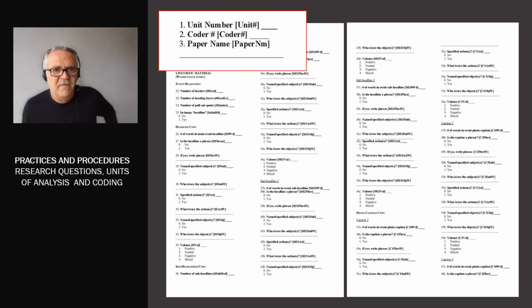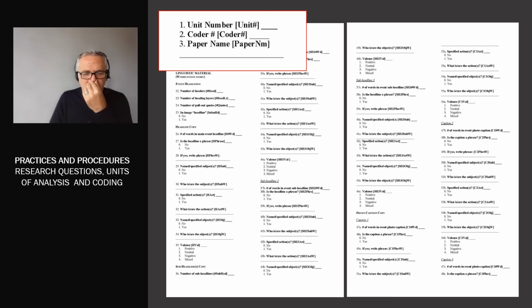Let me just give you a feel for the top of this page here, where we see that each coder had to start by indicating a unit number, in other words, which front page was being coded from the overall data set. They had to obviously give their name so we could keep an eye on the different coders, and then they just listed the paper itself.